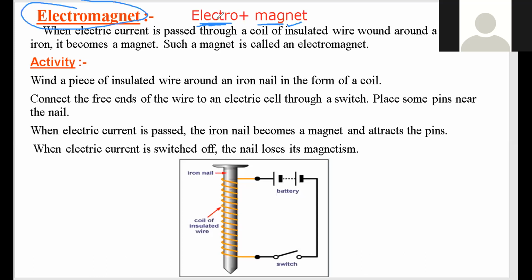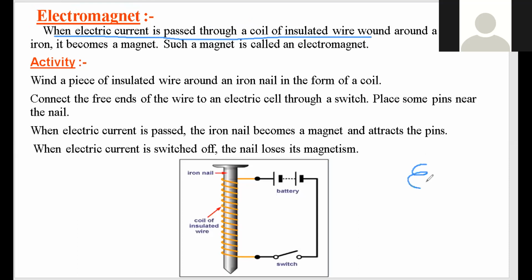Now let us see the definition of this electromagnet. This was the understanding of the word. It is given that when electric current is passed through a coil of insulated wire. Now what does the word coil mean? Coil means if a lot of turns are made from a wire, then we call those turns a coil. Insulated means the wire has a covering, either black, red, yellow or green color. That is known as insulated wire.